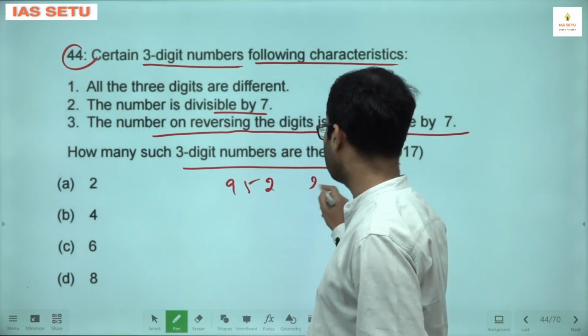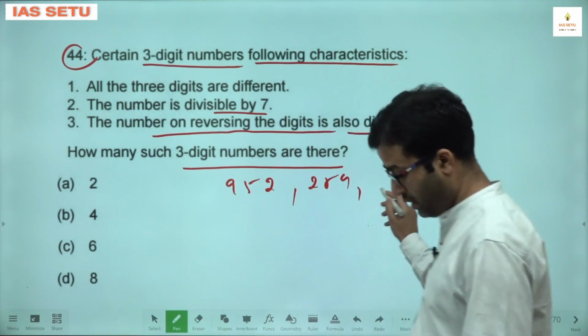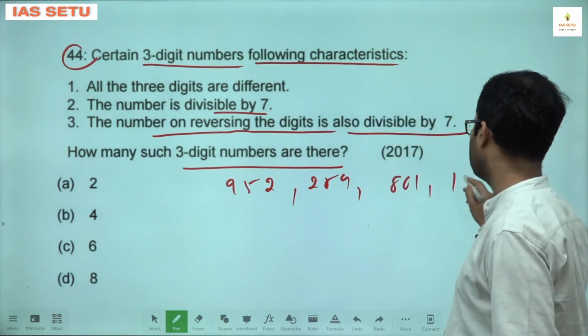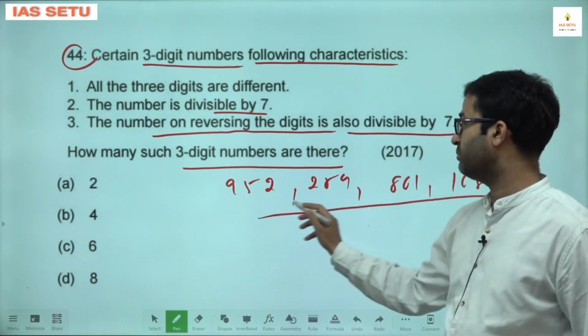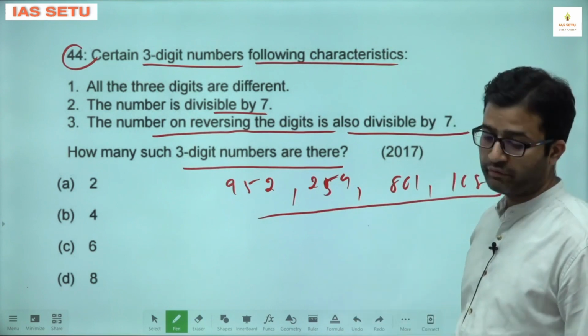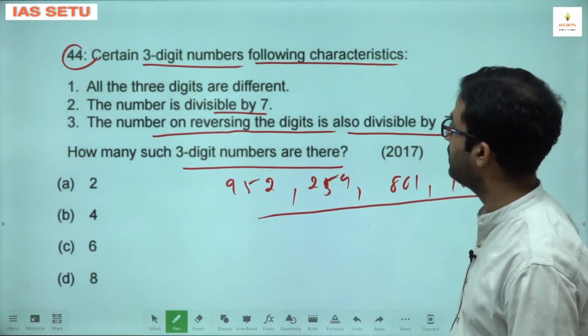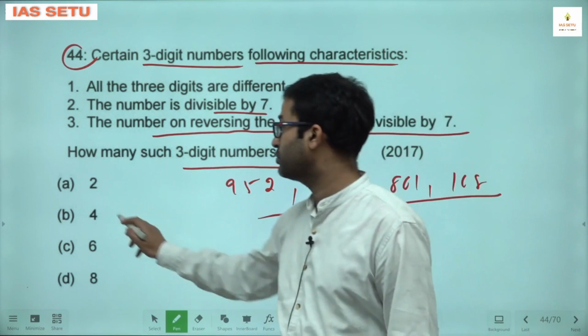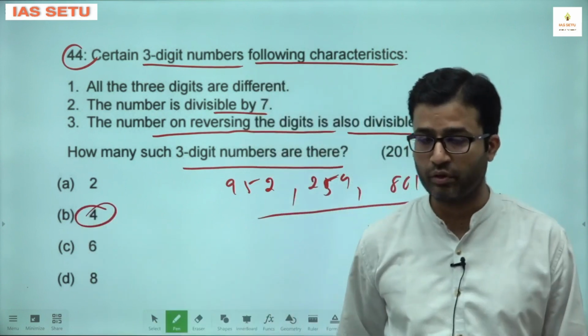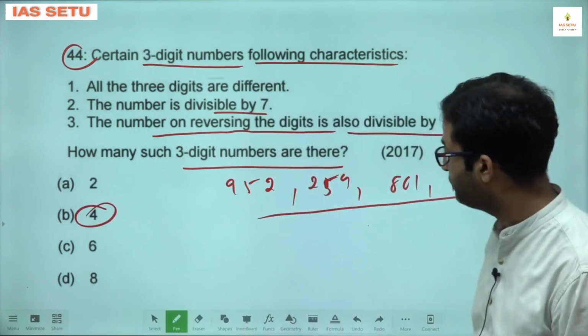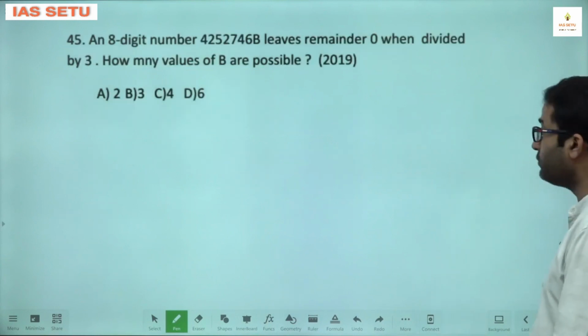Okay, when we reverse it, 259, 861 and 168. So there are 4 such numbers. When we reverse them, they are also divisible by 7, and all 3 digits are different. So it is B, answer 4. Okay, it is given in the answer key. So these are the numbers.